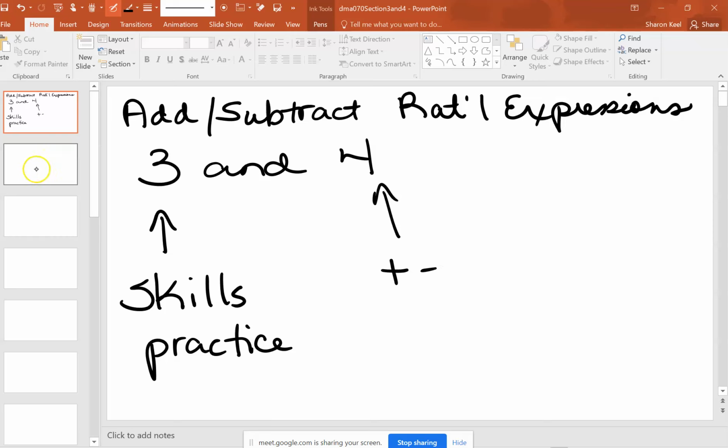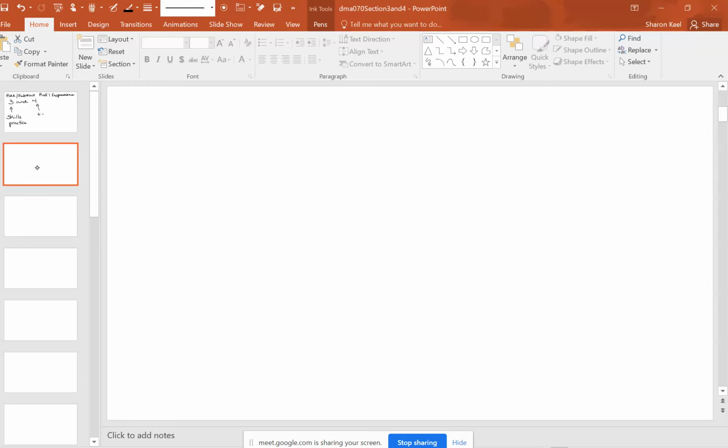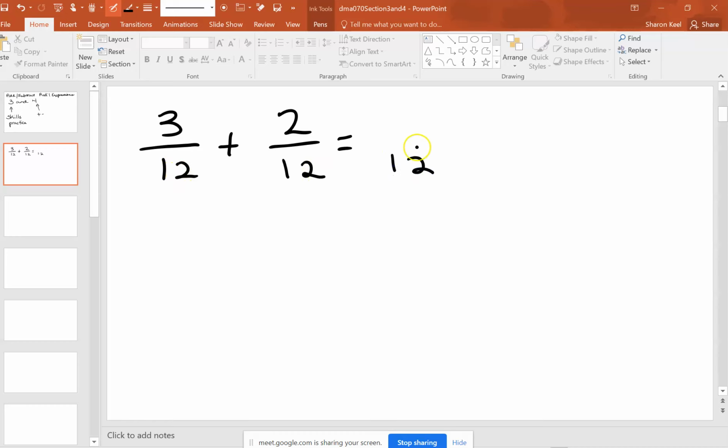Before we get started, I want to review basic fractions. If you have, let's say, 3/12 plus 2/12. If you have two fractions that have the same denominator, the denominator is still going to be 12, but we can simply add the numerators. The 3 plus 2 is going to give me a 5. 5/12 cannot be reduced any further, so that would be my final solution.